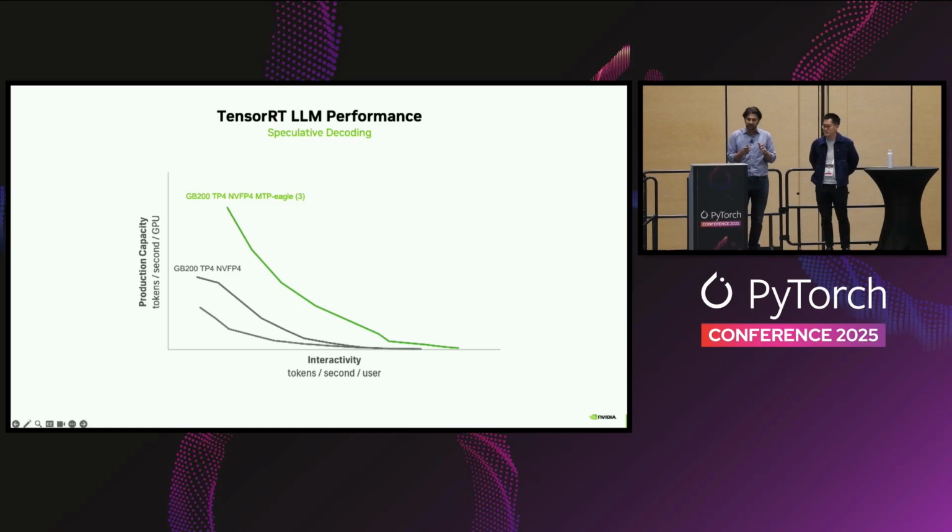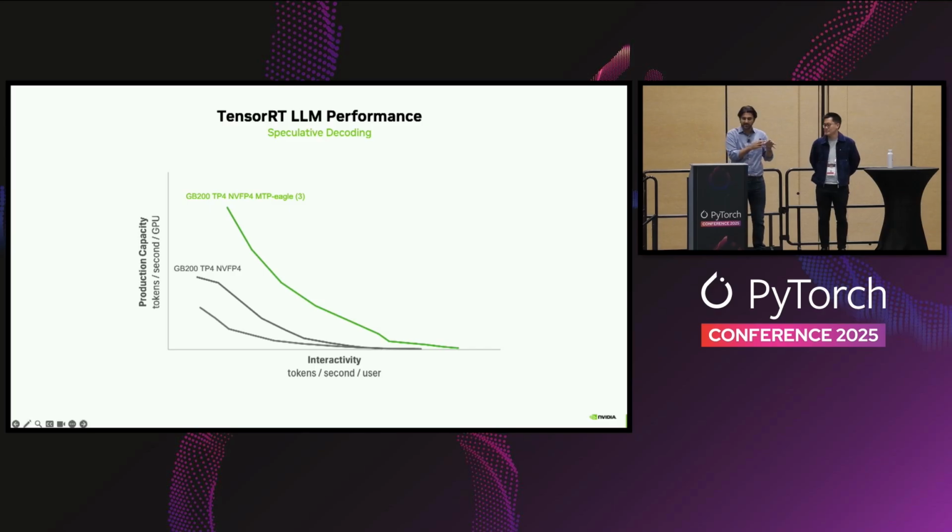Now, speculative decoding is another powerful technique that many know boosts the interactivity of your system. But in many modern LLM deployments, it can actually boost the production capacity across the entire frontier. So we're still comparing one node here of H200 with 8 GPUs and one node of GB200 with 4 GPUs. And when you layer on top speculative decoding with GB200, you can dramatically raise the max interactivity and the capacity at any given interactivity target.